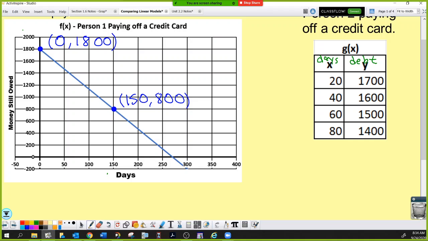But we do need to find the equation, and I'm going to ask you to use the slope formula, not count your tick marks, because the scales aren't the same. My x's are going by 50s, my y's are going by 200s. It's dangerous to try to count this rise over run. So instead, you use your slope formula.